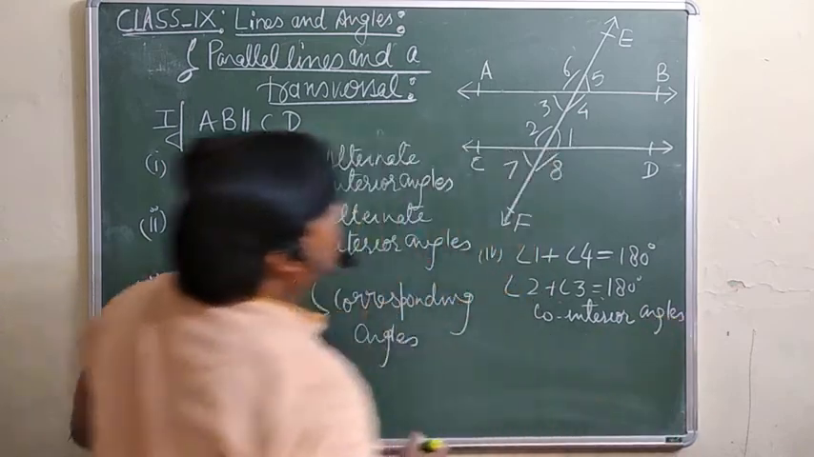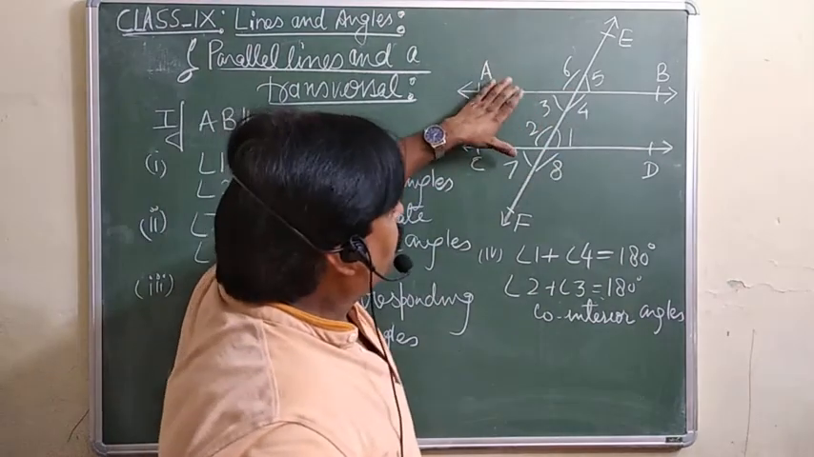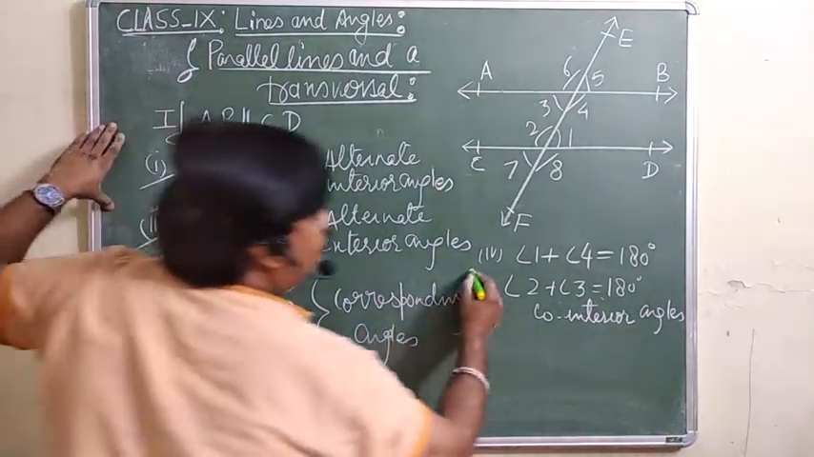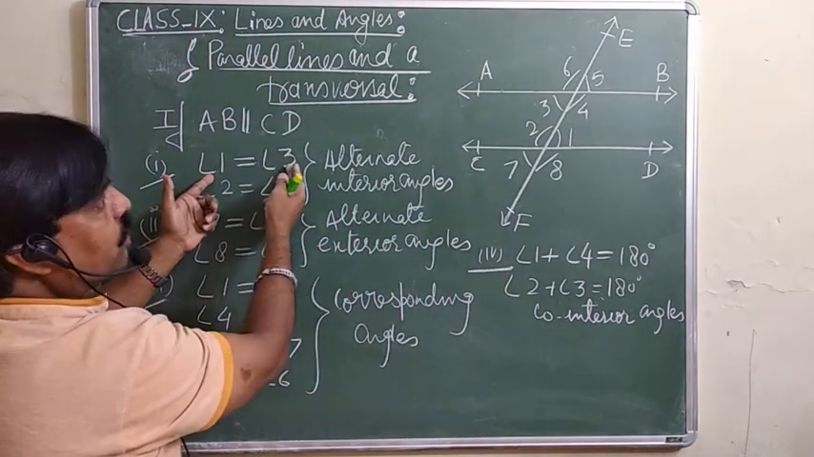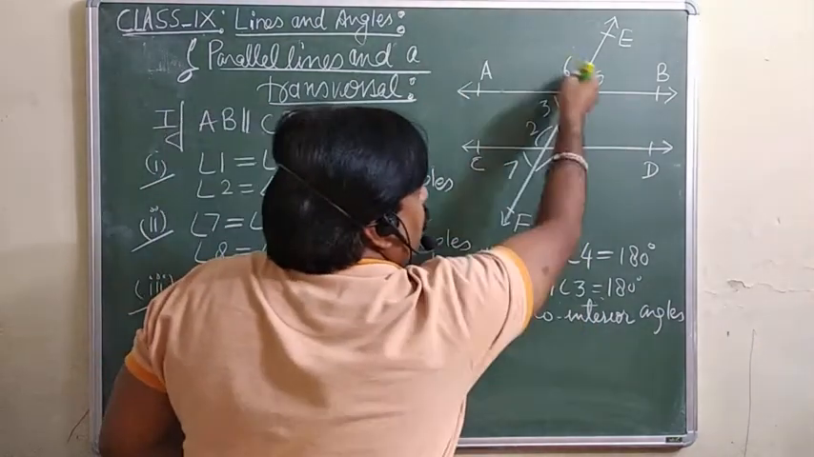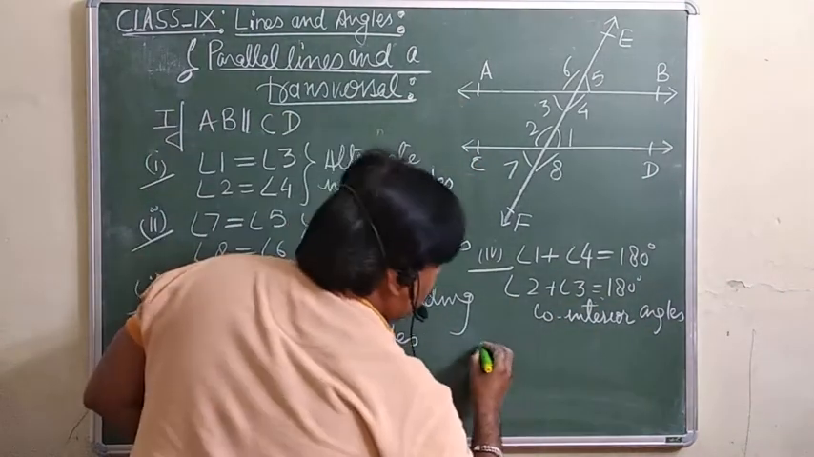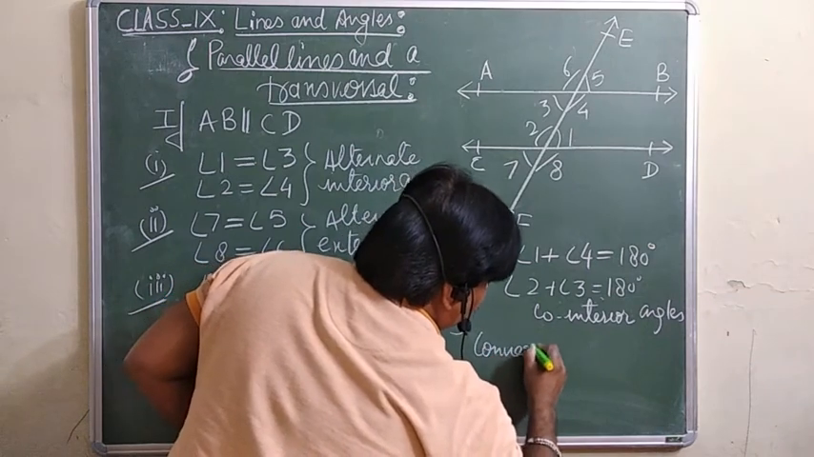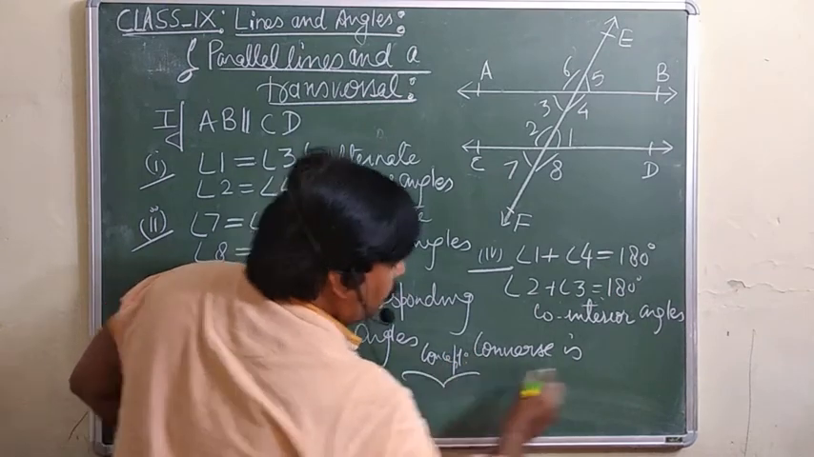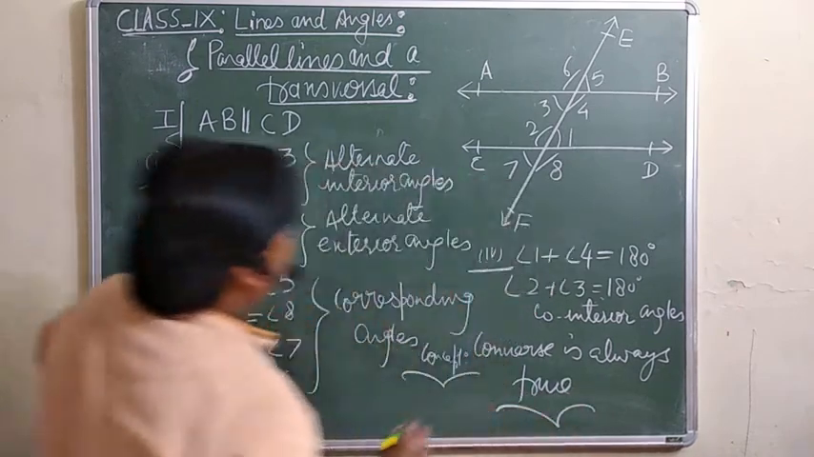So if the two lines are parallel, then all these conditions will be true. Now sometimes you want to prove this line is parallel to this one. So if you can prove any one of these conditions, for example angle 1 is equal to 3, then you can declare both the lines are parallel. If you want to prove these two lines are parallel, then any one of the conditions among these you can prove, and you can say they are parallel. So you can say the converse is always true.